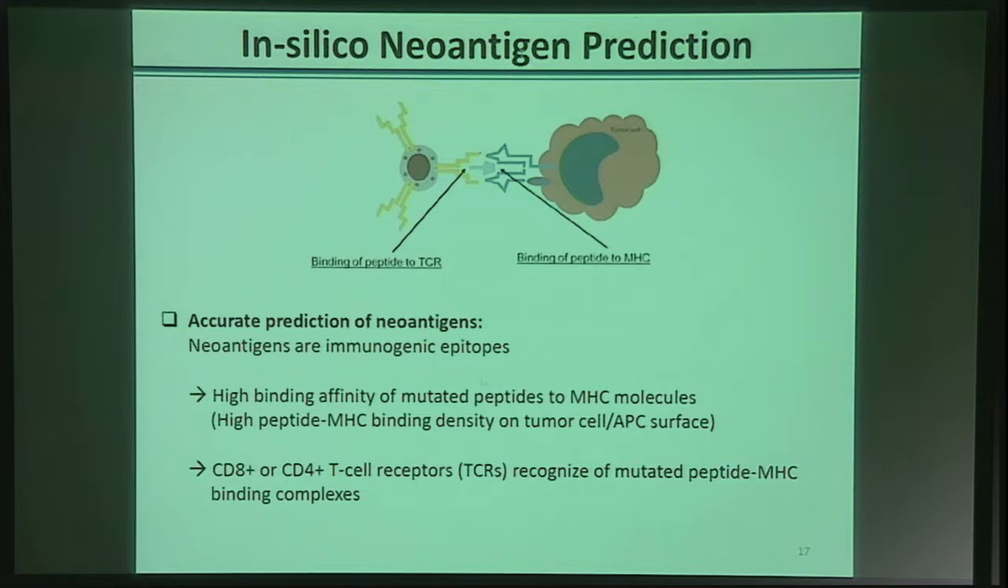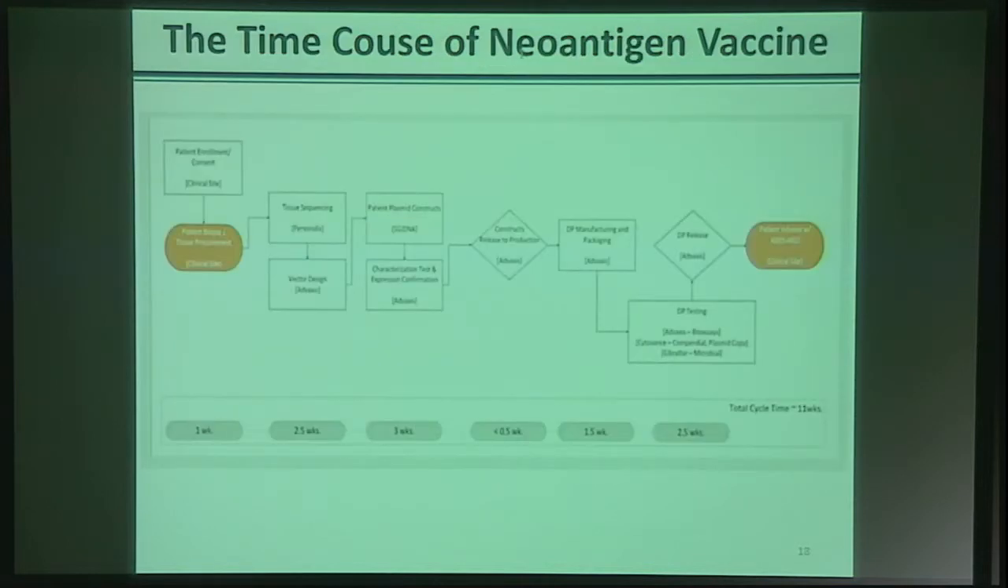the neoantigens must bind highly to the MHC subtype that the person has, and the person's CD4 and CD8 T cell receptors must recognize this specific mutated peptide and MHC complex. And you probably will say, why do we have to do this very precise prediction? Why can't we just validate them, do an in vitro validation, identify the true neoantigens, and then put them back as a vaccine to the patient?